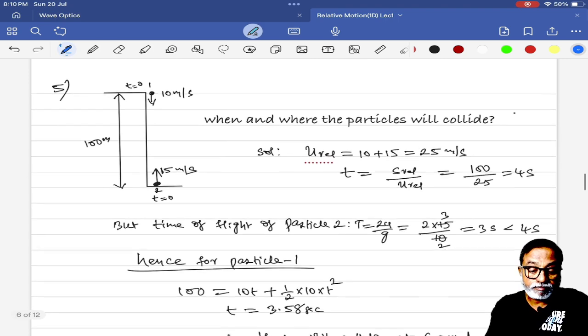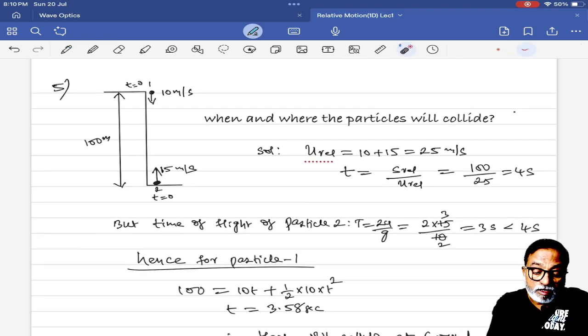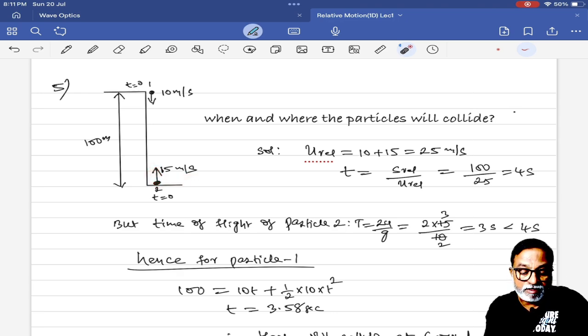Next one. When and where will the particles collide? At t equal to 0, the first particle is moving downwards from a height of 10 meters with velocity 10 meters per second. At t equal to 0, the second body is projected with 15 meters per second. When and where do the particles meet?